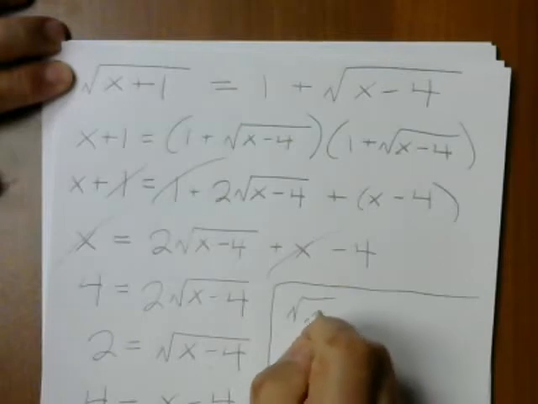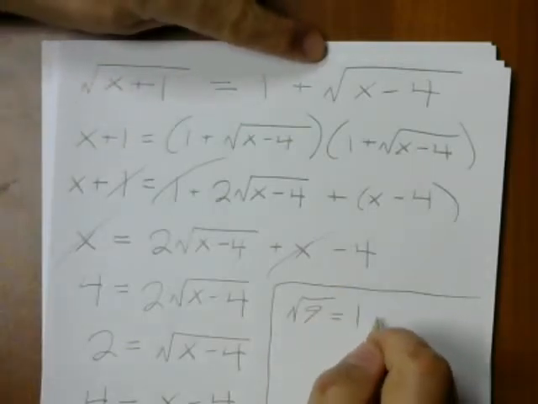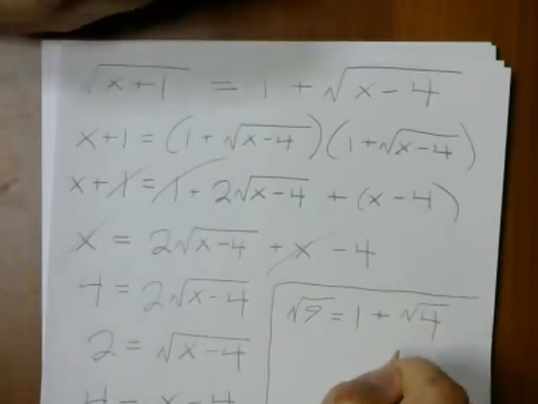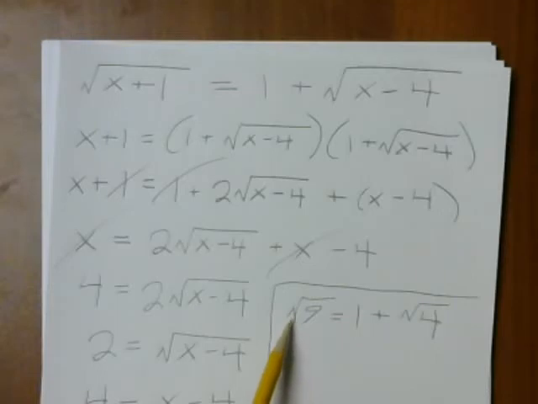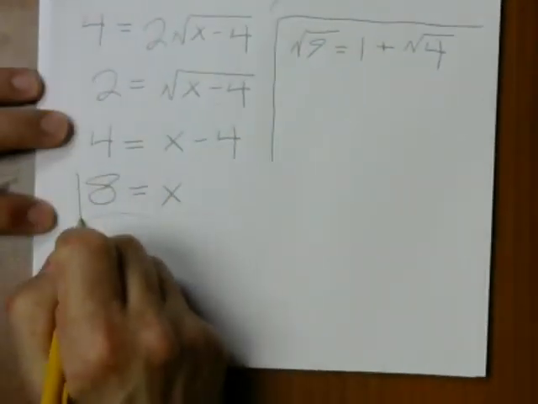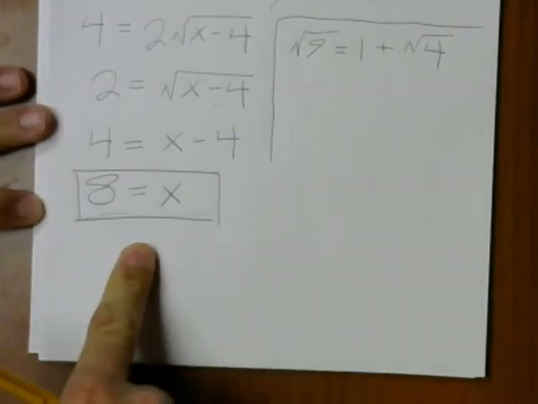on the left, root 9, here 1, and here the root of 8 minus 4. So is it true that radical 9 is 1 plus radical 4? Sure, because 3 is 1 plus 2. So this is my solution to this problem.